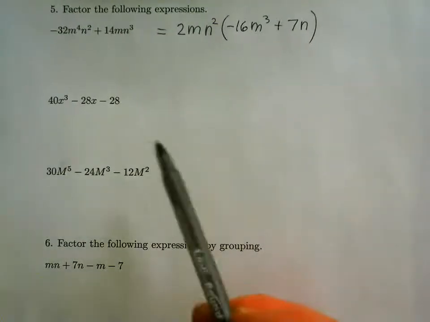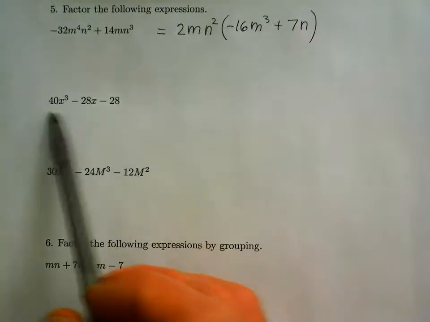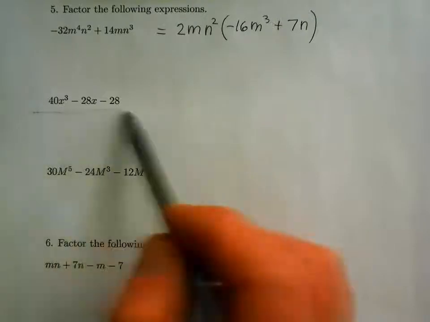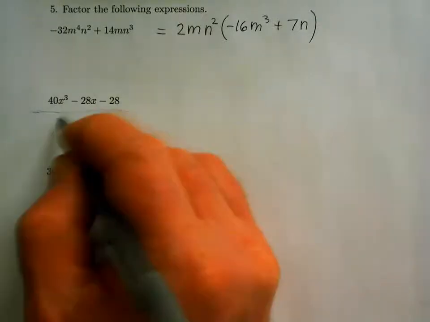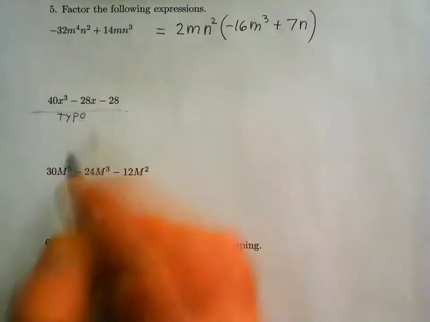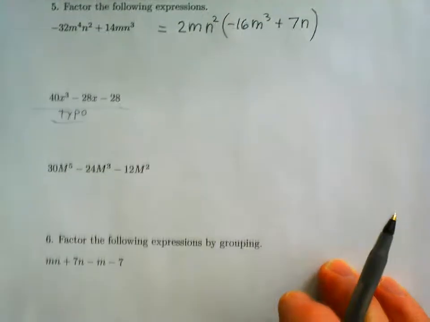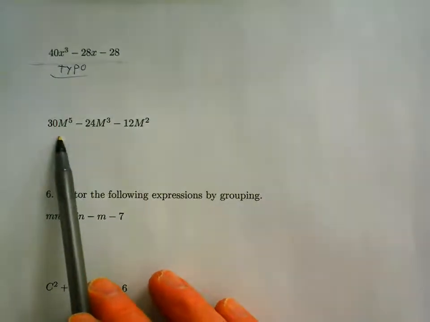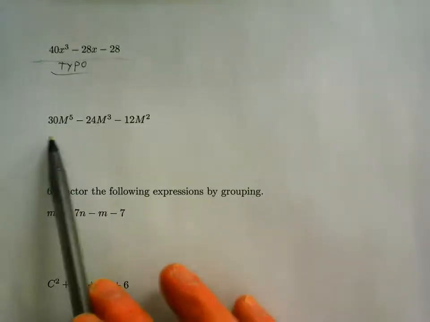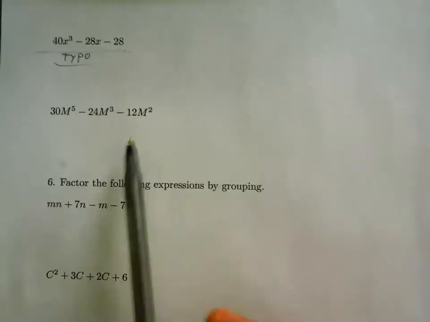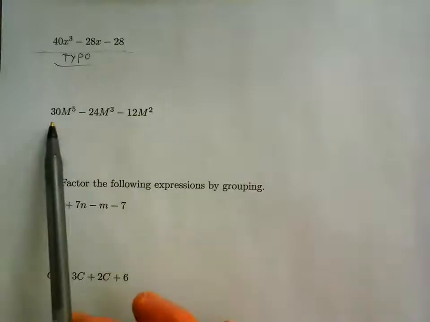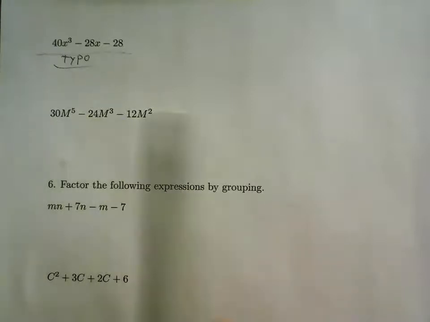Okay, the next expression, I believe there's a typographical error on this one. So let's skip that one for now. Let's move on to the next one. This one we have 3 terms. So we want to find the greatest common factor of all 3 terms.